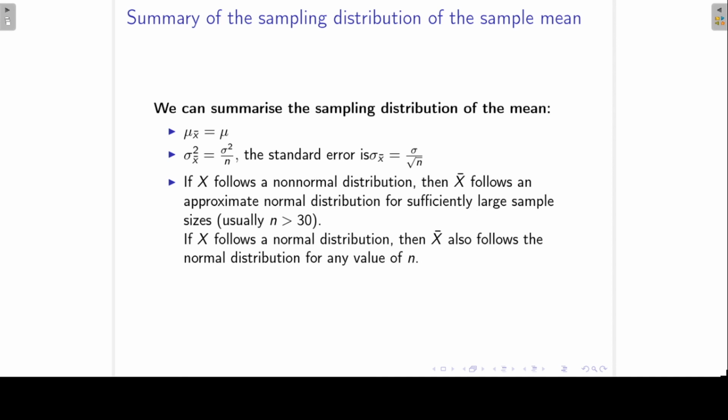Now, if the population follows the normal distribution, then the sampling distribution of x bar will follow the normal distribution for any value of n. So n need not be sufficiently large if the original population distribution was a normal distribution.